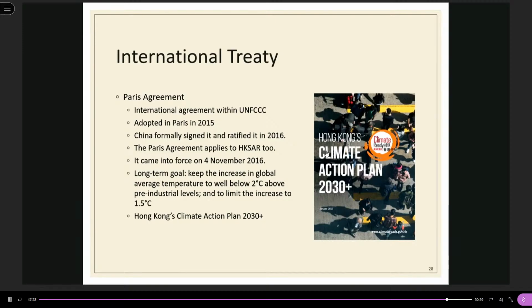So now the temperature has already increased by 0.5 degrees. Okay, so in reaction to the Paris Agreement, the Hong Kong government has published this publication, which is Hong Kong's Climate Action Plan 2030 Plus. It laid down some plans and targets for reducing carbon emissions. So you can search this document to take a look.